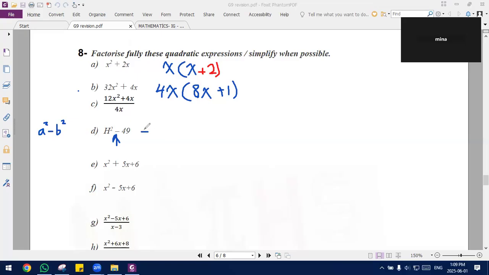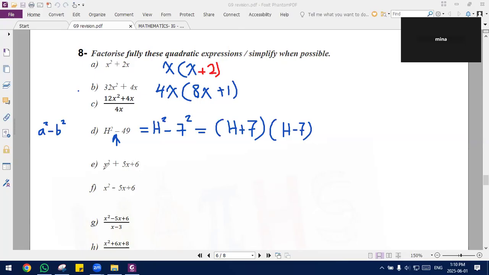Good. So now I write it like this: h squared minus 7 squared. Now it's a squared minus b squared. How do I factorize the difference of two squares? We open a bracket, we write h plus 7, and you open another bracket, h minus 7. So you write one bracket with plus, one with minus, and without the powers. Is it clear? Yes.